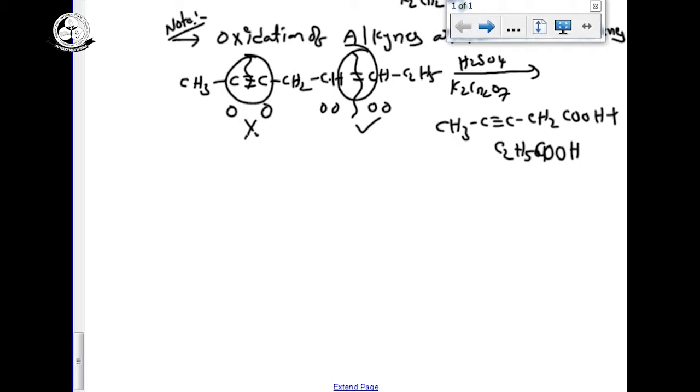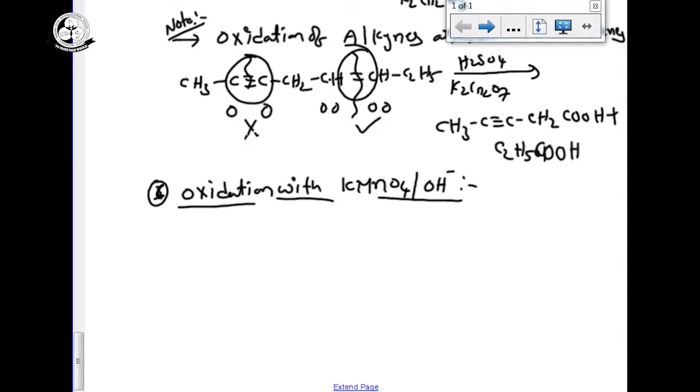Now, the third reagent we are going to use is potassium permanganate. Oxidation with KMnO4 in presence of basic medium. K2Cr2O7 is used in presence of acidic medium, but KMnO4 in presence of the basic medium.